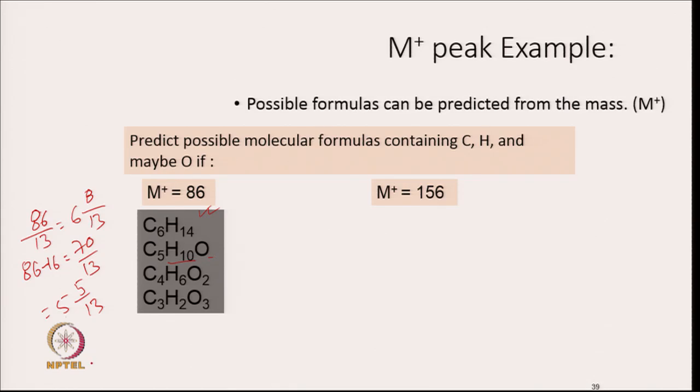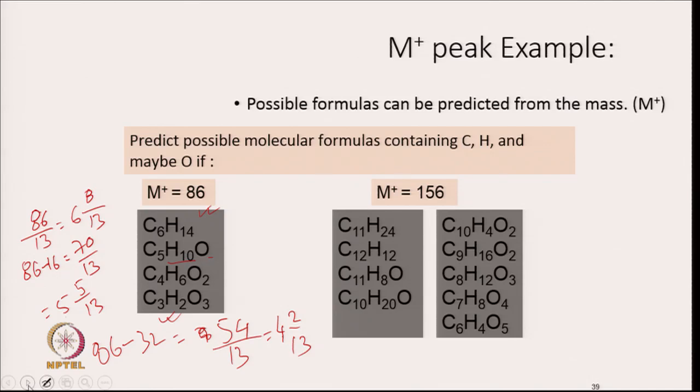Suppose you expect that there are 2 oxygens, then you have 86 minus 32, which means you have 54, and then you divide by 13 and you get 4 remainder 2. So the number of C will be 4, the number of H will be 4 plus 2, which is 6, and then O2. Similarly you can get this formula. So, these are the formulas which you can guess just from the molecular weight.